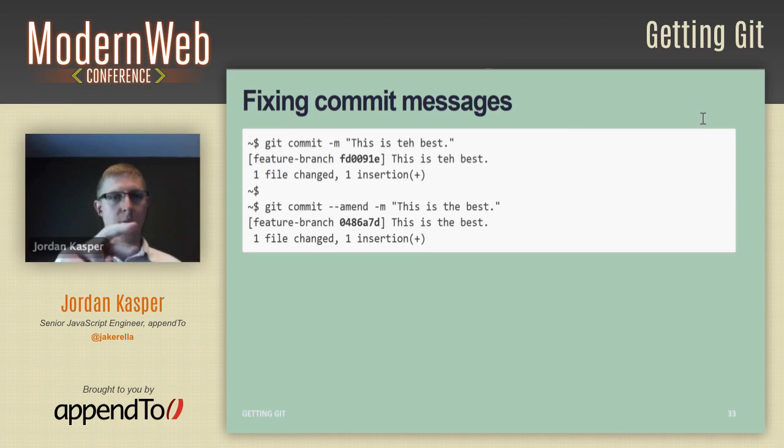So what you're seeing here, the bold lines there, that's the short version of the hash, the 7-byte version. And what you can see is that before we had FD0091E, and now we have 0486A7D. And so the commit hash has changed. And that's really important to note, because what that means is you should never amend a commit if you've already pushed that to some remote.